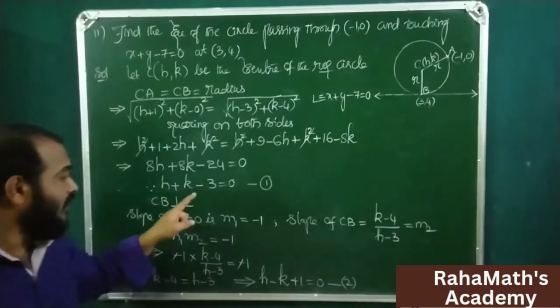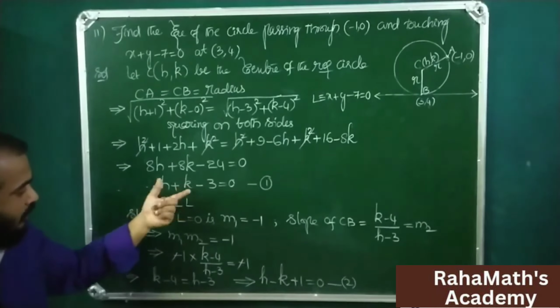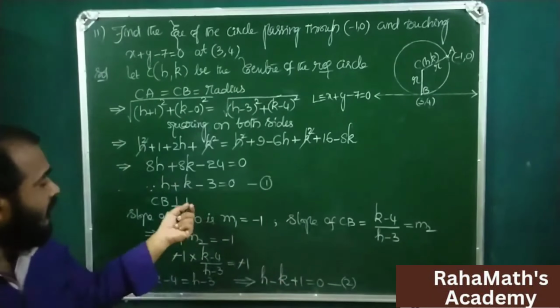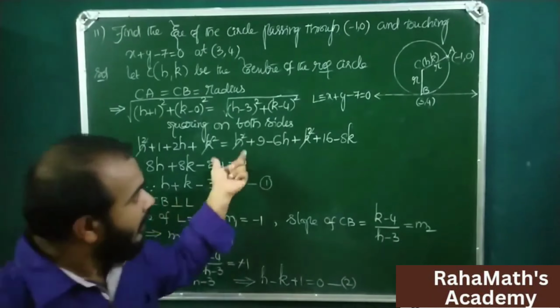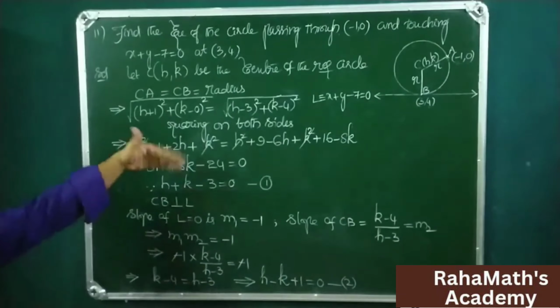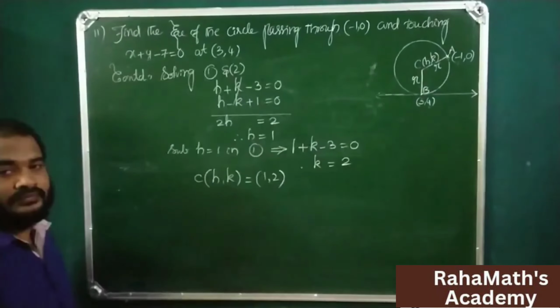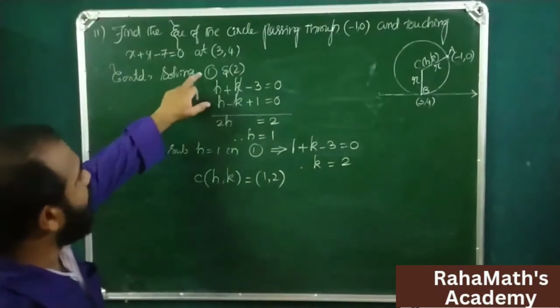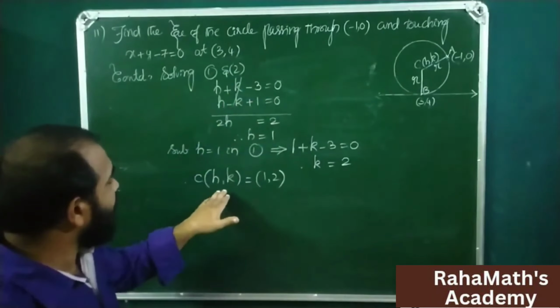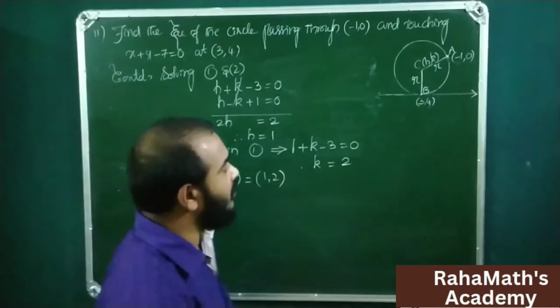So simply solving equations 1 and 2, we will get the values of h comma k, and that is the center of the required circle. Now solving 1 and 2: h plus k minus 3 equals 0 and this, then the center C, h comma k, is 1 comma 2, is what we are getting.